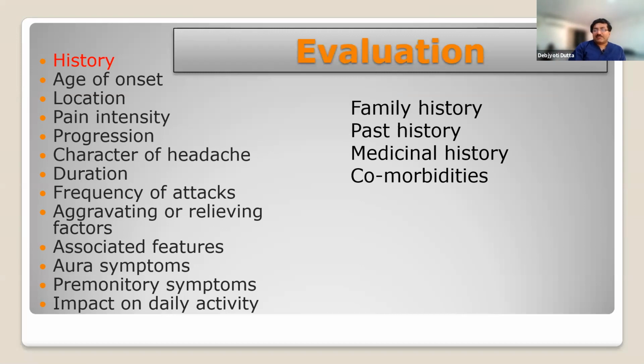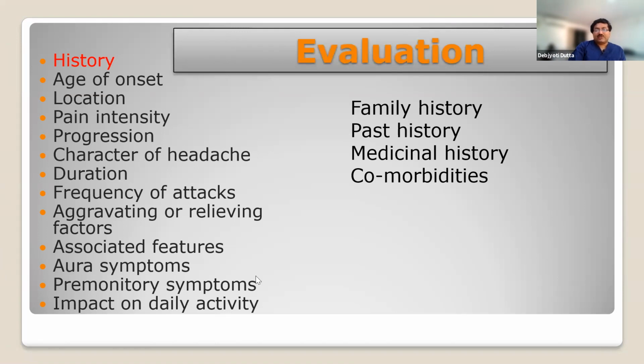And aggravating factors, you all know about the migraine triggers, like going into the sun, taking some specific foods, having an empty stomach for a prolonged duration of time, a late night, or flashes of light. So these are the common migraine triggers. We need to find out whether those aggravating and relieving factors are present or not.